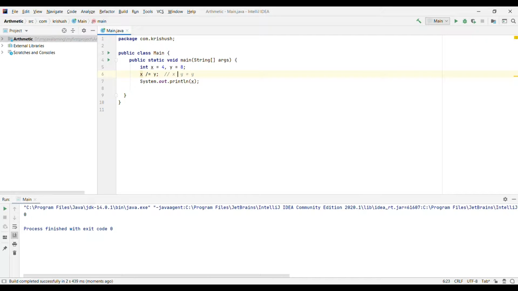Now let's go with the modulo. What do you think the output will be? Now the output is 4, because x is 4 and the remainder of 4 divided by 8 is 4.